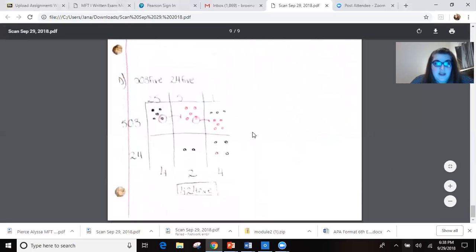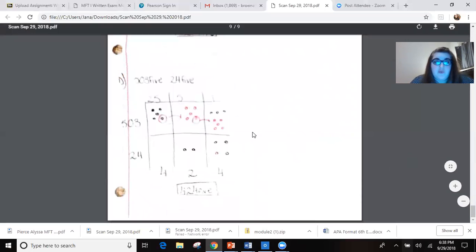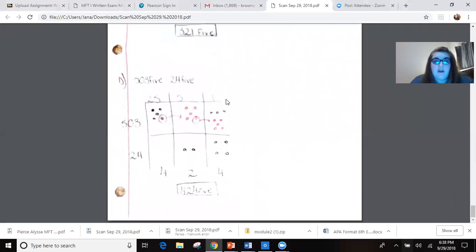Down here, same thing, 503 base 5 minus 24 base 5. So you have 25, 5, and 1 again. So you're going to represent 503, 5 dots here, no dots here, 3 dots here. 24 is 2 dots here and 4 dots here. You're going to have to borrow a couple of times to get this answer because you cannot subtract 3 minus 4. So borrowing a dot here gives you 5 dots here. Then borrowing one of those dots will give you 5 dots here.